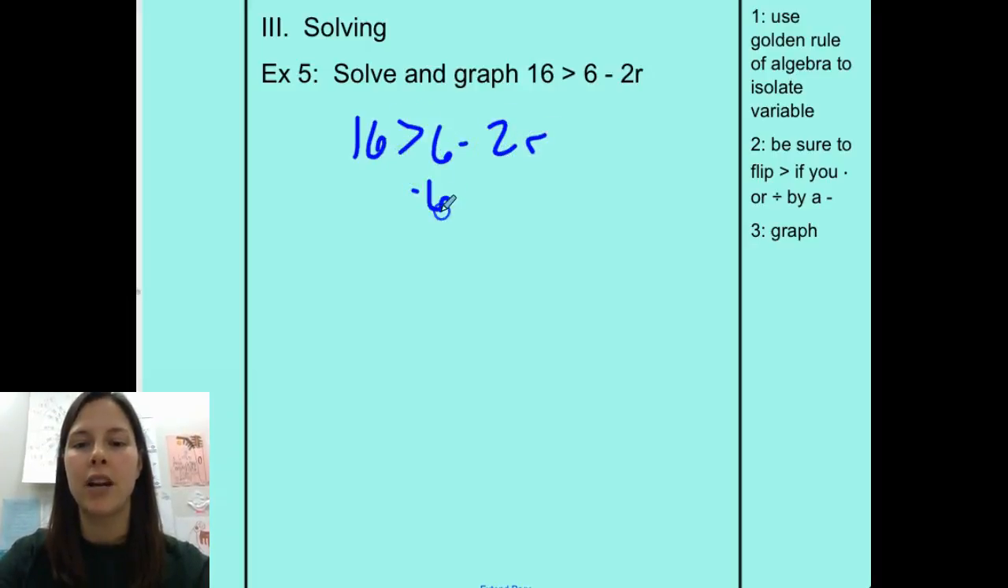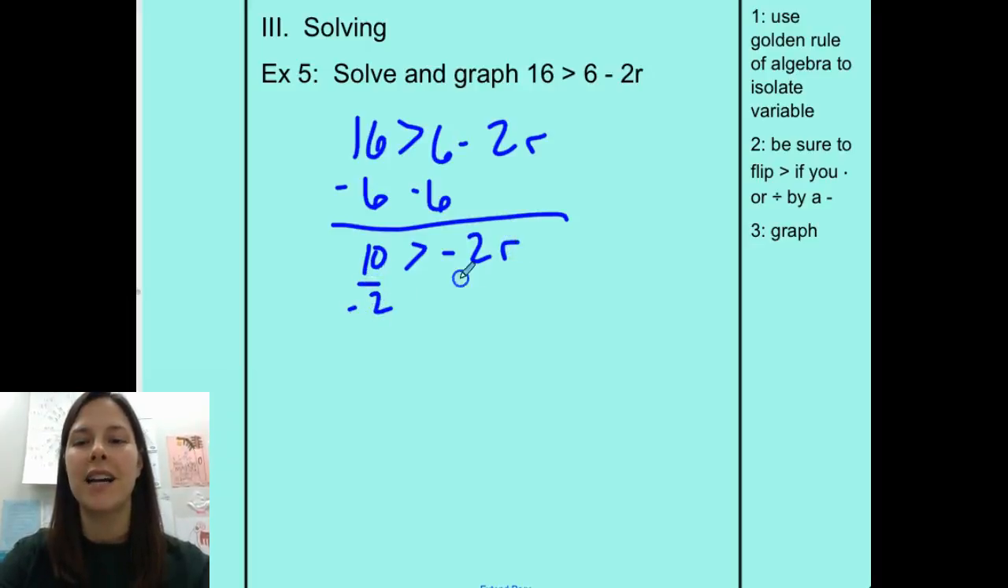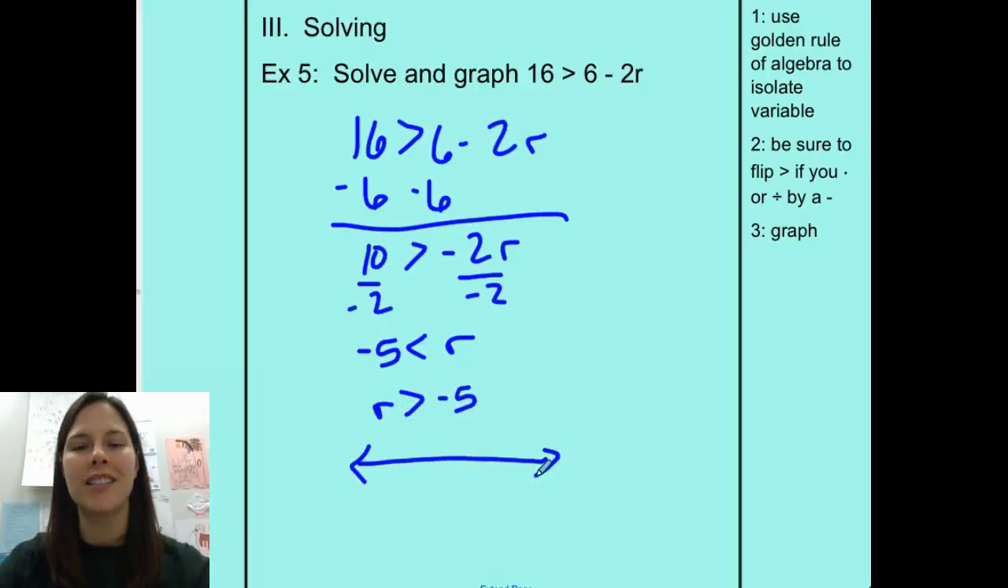Starting off, I will subtract that 6 from both sides. So we have 10 is greater than -2r. Don't lose your negative sign. Dividing both sides by a negative value will cause my inequality symbol to flip. So I have -5 is less than r. Again, these are challenging to graph, so I recommend flipping the entire inequality, including that symbol, so that the variable is on the correct side, and you'll be able to set up your number line and shade in a little bit easier.